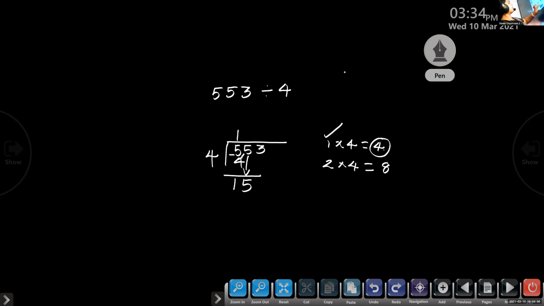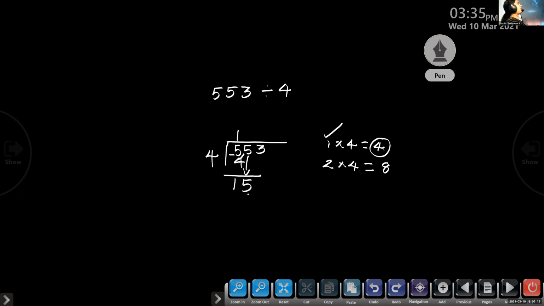So what is the quotient you got after 1? After 1, which digit you got as quotient? 3. Very correct. So those who haven't got it, please check.